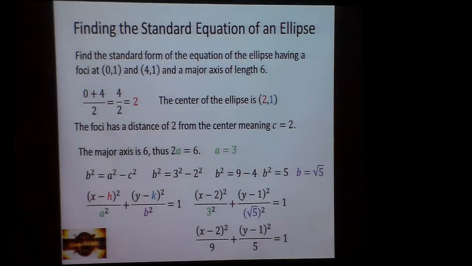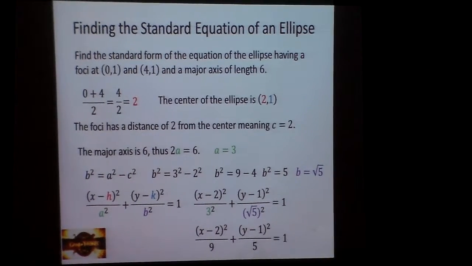And so there's my answer: the quantity X minus 2 squared over 9 plus the quantity Y minus 1 squared divided by 5 equals 1. All right. And there we found the standard equation of an ellipse.